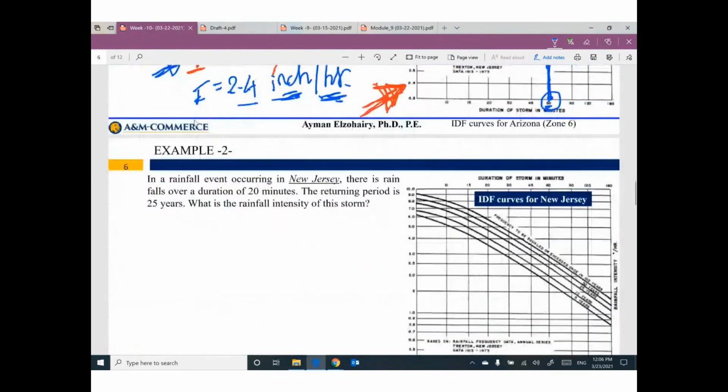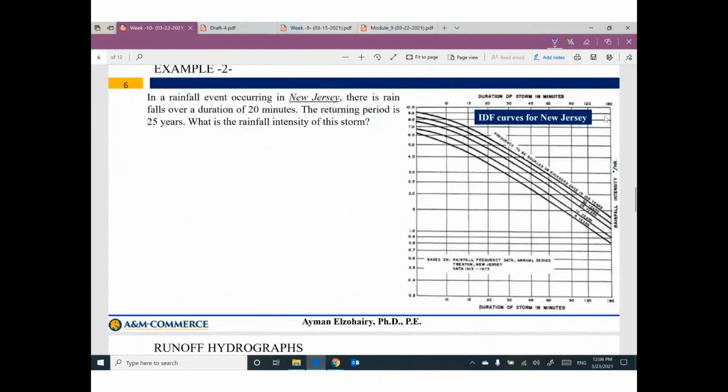We have an example here. In a rainfall event occurring in New Jersey, so this chart is related to New Jersey, there is a rainfall over a duration of 20 minutes. The rainfall will last for 20 minutes only. The return period for this rainfall is that it will be repeated every 25 years. What is the rainfall intensity of this rainfall?